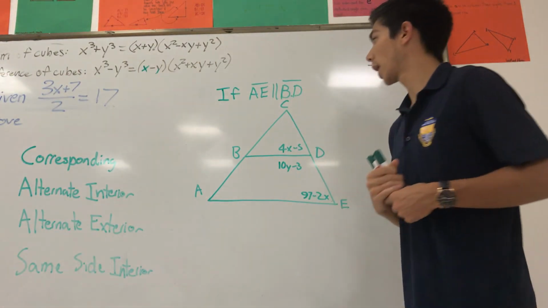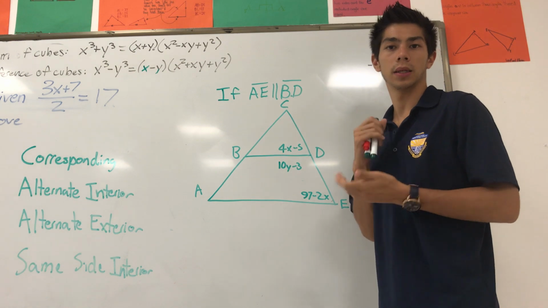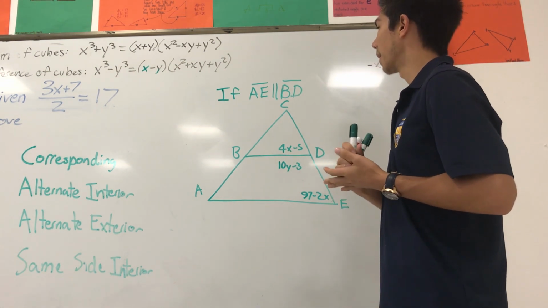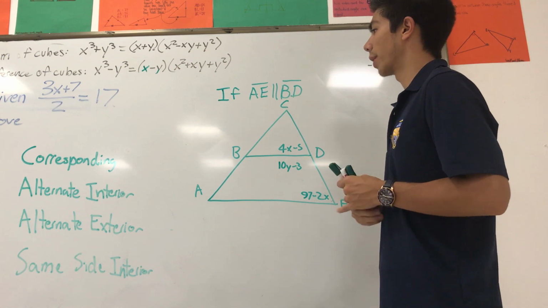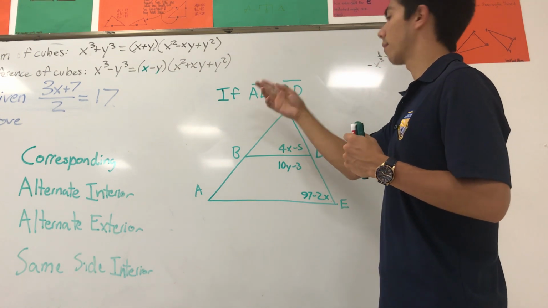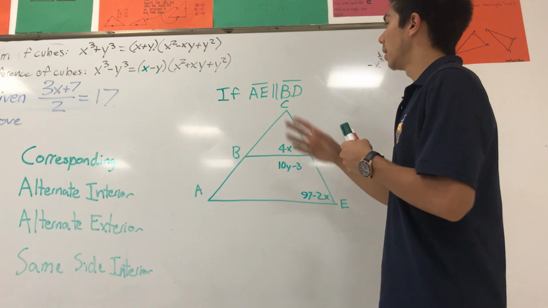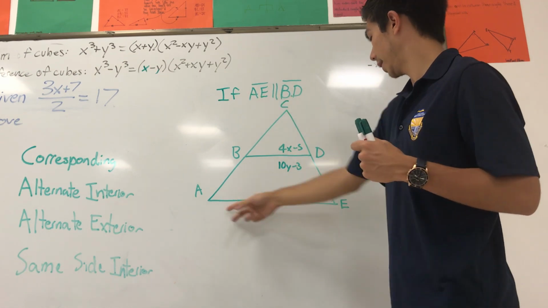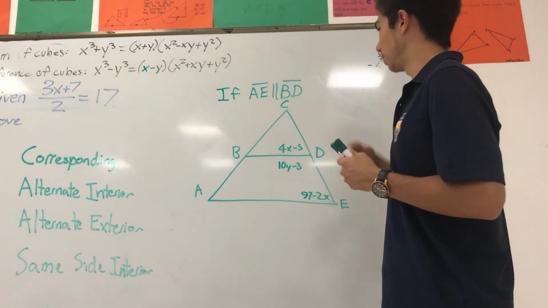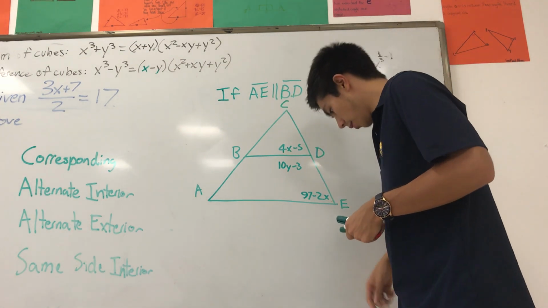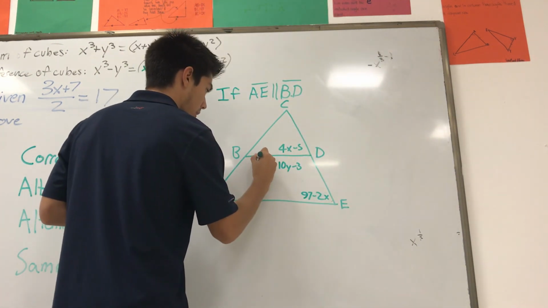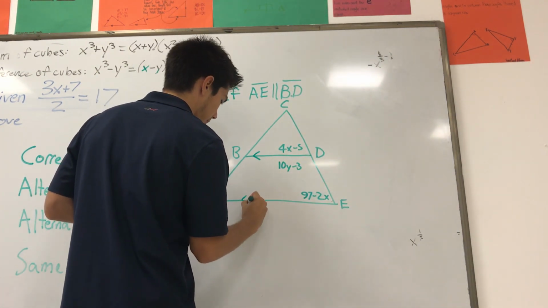All right, so this is problem 7 of your angles and lines slides. Again, I'm going to start off with what I know. They say in the problem that if line segment AE is parallel to BD, I'm going to write that in there already. So we know that AE and BD are parallel.